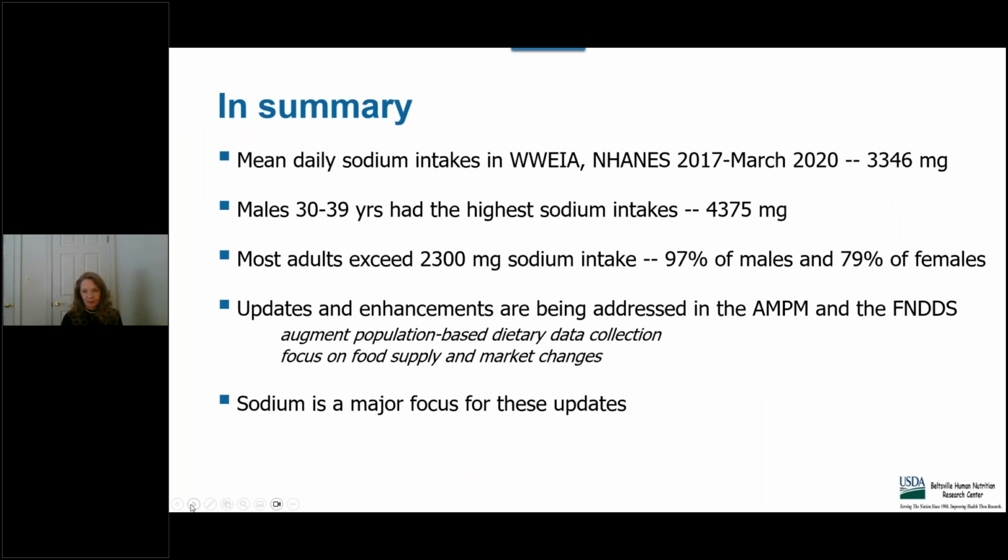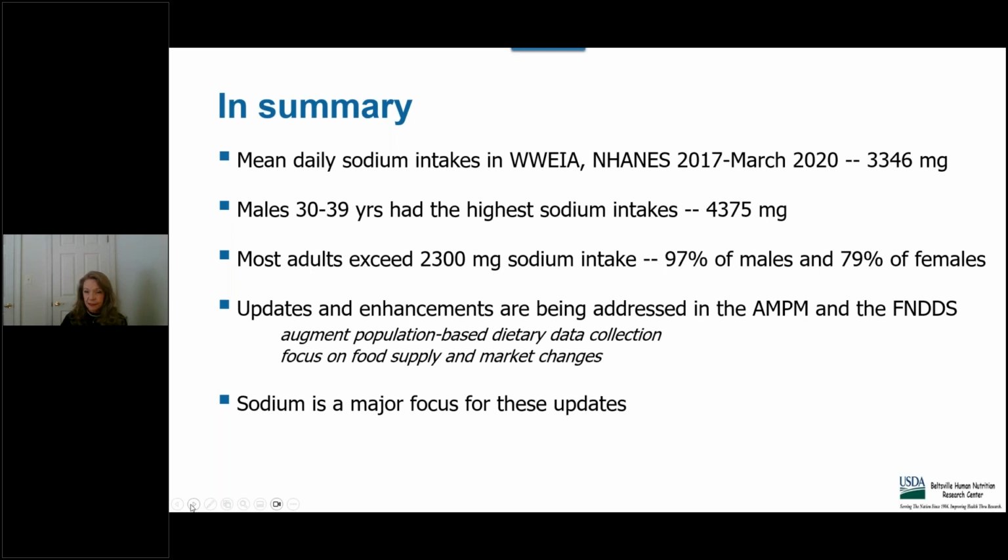And in summary, I've given you the mean daily sodium values of just a little over 3,300 milligrams. Males 30 to 39 have the highest sodium intakes. We know we're exceeding, both for males and females, the recommendation of no more than 2,300 milligrams.